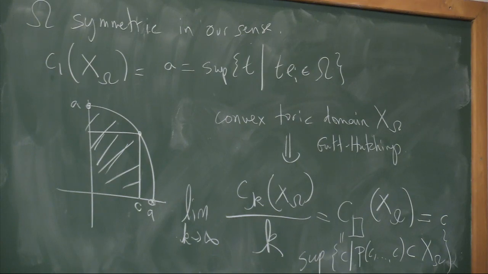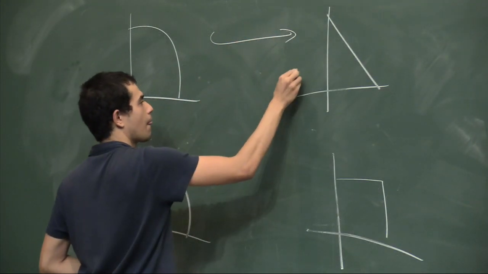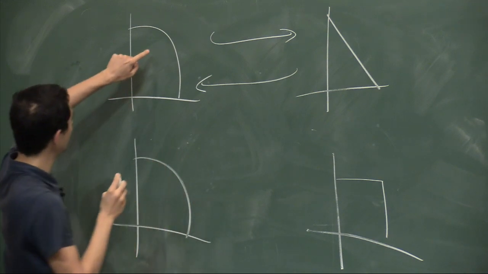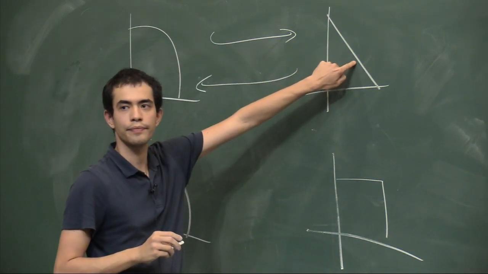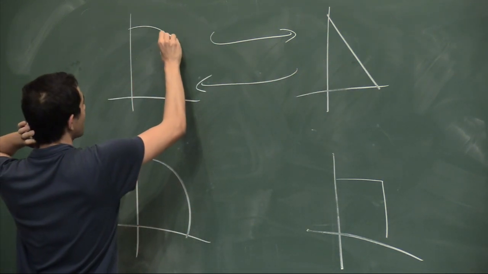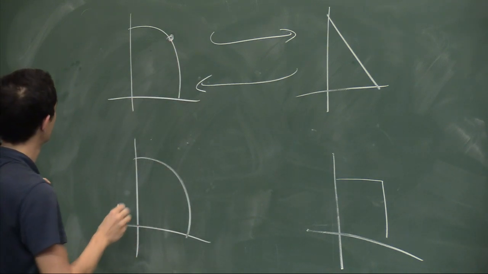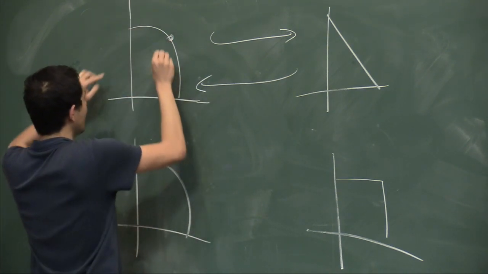So I have my symmetric domain, and I want to embed it into a ball. And I have my symmetric domain, and I want to embed it into a cube. So let's see how to do that. If I want to embed this guy into a ball, you see that what I need is the cube capacity.